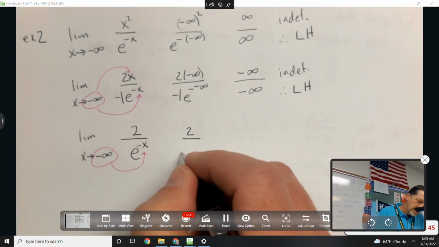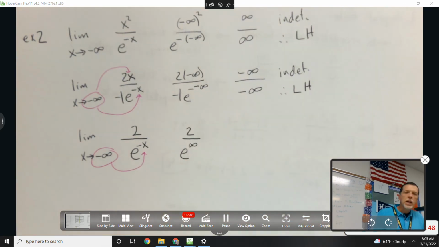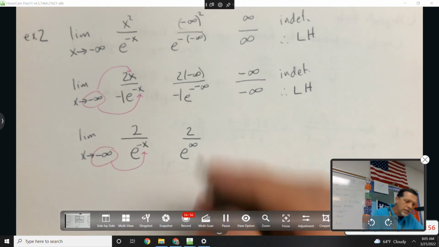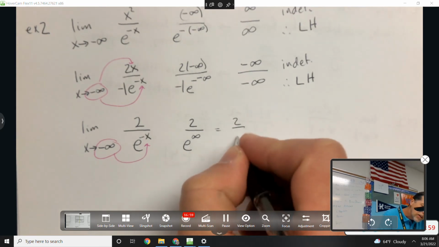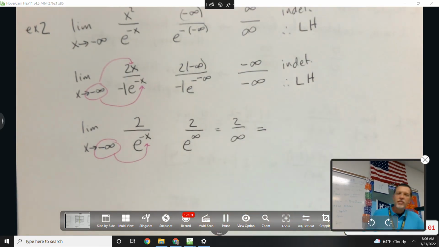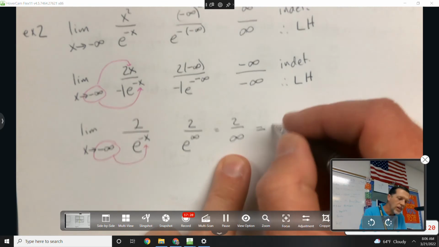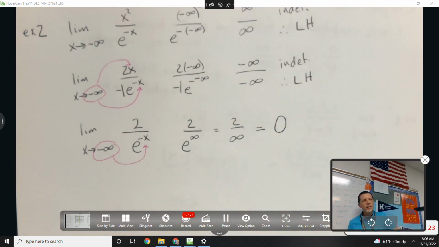2 over e to the infinity. Okay, that's not indeterminate, right? There's an infinity involved, but it's not indeterminate because what's 2 divided by infinity? This is the old, if I have $2 in my pocket and I want to divide it up equally among everybody in the whole world, how much money does each person get? Basically none, especially if there was infinite people. 2 divided by infinity is 0.